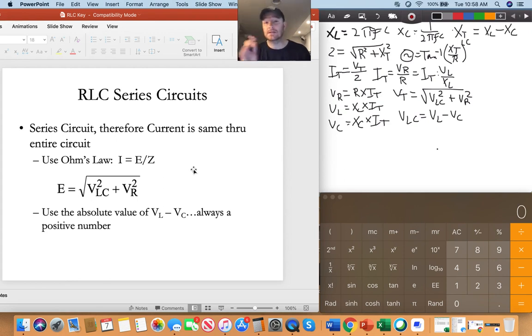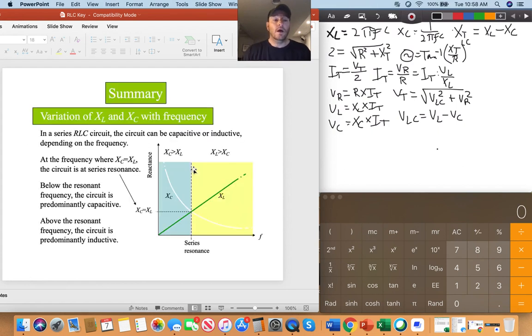And all of this is based off frequency. I don't want you to forget that, because this is all based off of X of L and X of C, and those values are based off of the frequency. That is crazy, crazy important. In a series RL circuit, the circuit can be capacitive or inductive based off of the frequency, which is what I've kept mentioning here.